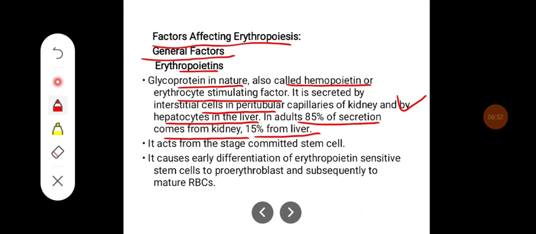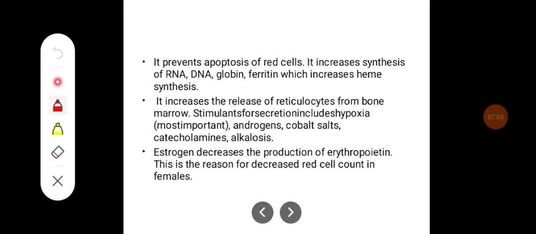It acts from the stage of the committed stem cell, and it causes early differentiation of erythropoietin sensitive stem cells to proerythroblast and subsequently to mature RBCs. It prevents apoptosis of red cells. It increases synthesis of RNA, DNA, globin, and ferritin, which increases the heme synthesis. It increases the release of reticulocytes from bone marrow.